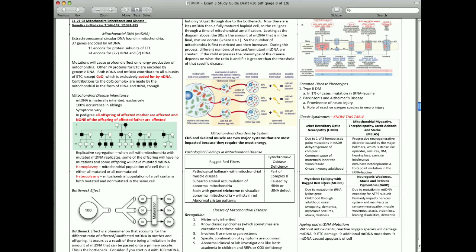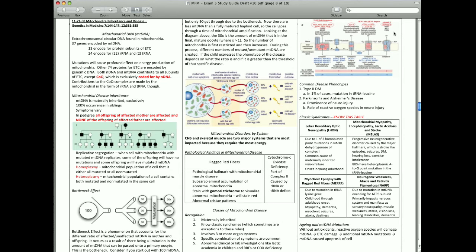Okay, moving on to these classic syndromes. We need to know 4 of these. LHON is Leber hereditary optic neuropathy. And what you need to know about that is that the onset is young adults. It deals with an NADH dehydrogenase point mutation that affects complex 1 of the electron transport chain. If you consider neurogenic weakness, ataxia, and retinitis pigmentosa, NARP, you have a mitochondrial DNA ATP subunit 6 mutation, and subunit 6 is going to affect complex 5.